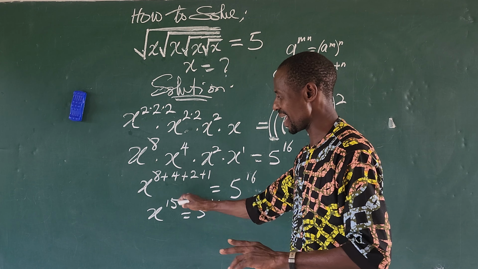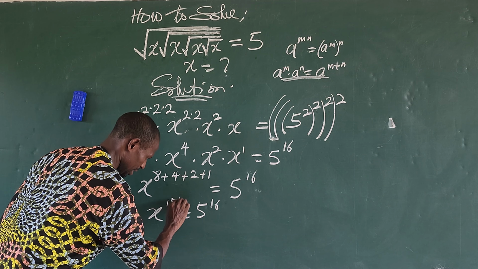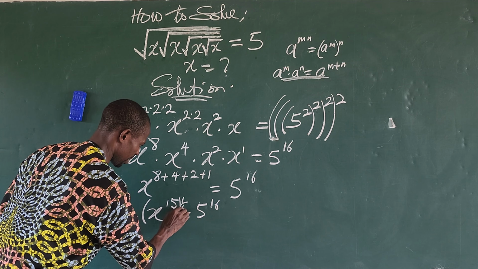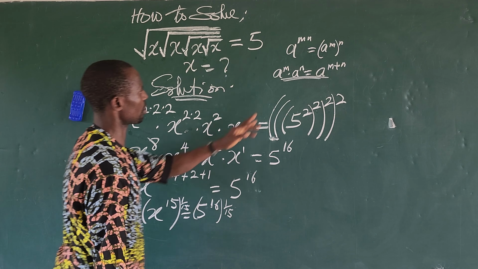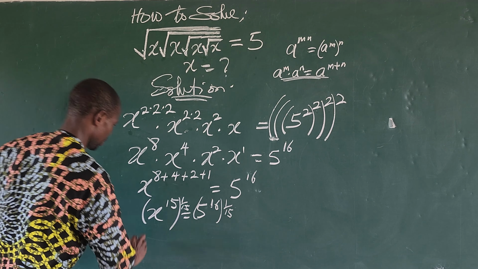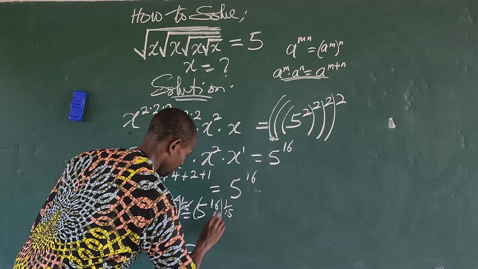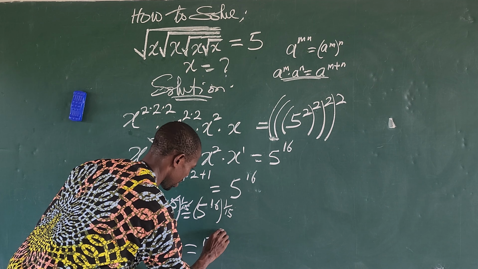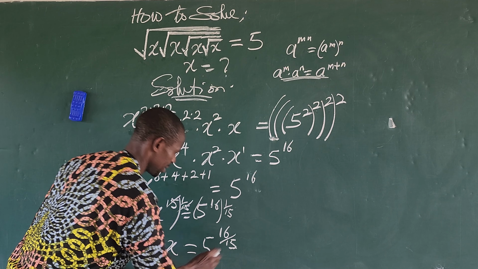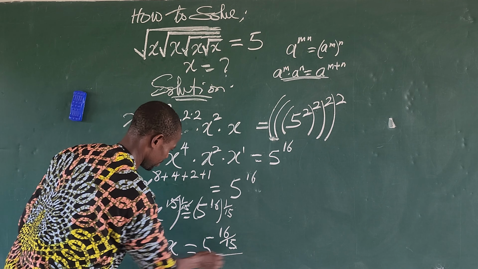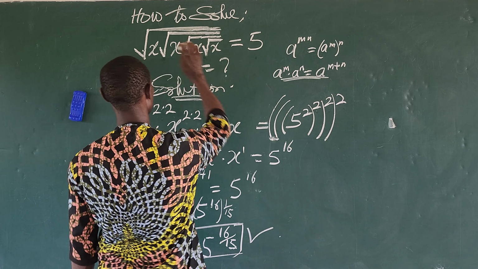So we multiply the exponent by 1 over 15. So we now say this raised to 1 over 15, then we equally raise this to 1 over 15. If we apply this rule, then we're going to have, therefore, x now be equal to, because this will go with this, 5 raised to power 16 over 15. All right. So this is the value of x that will satisfy this radical equation.